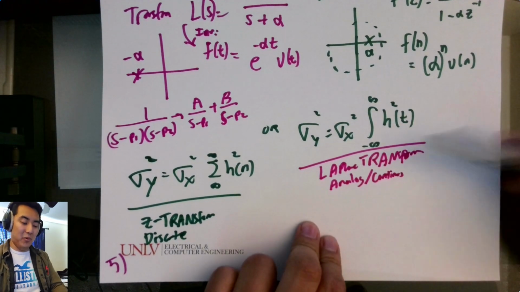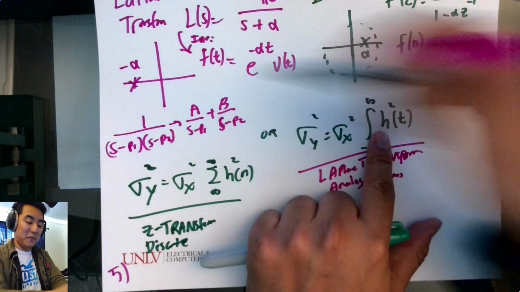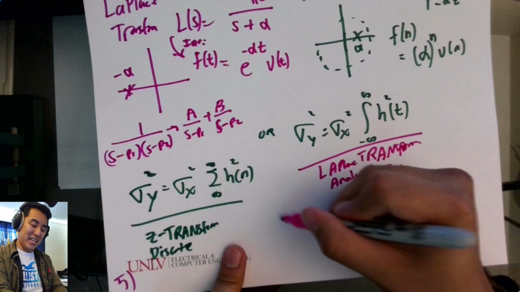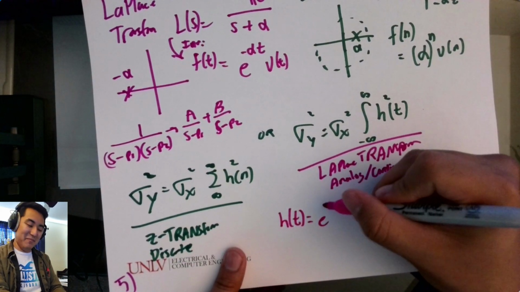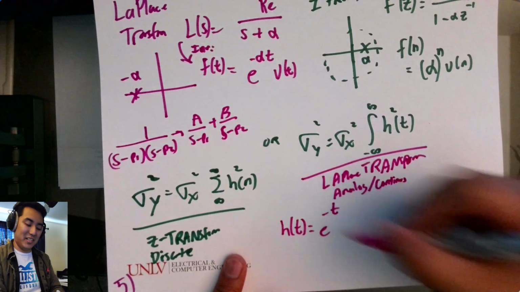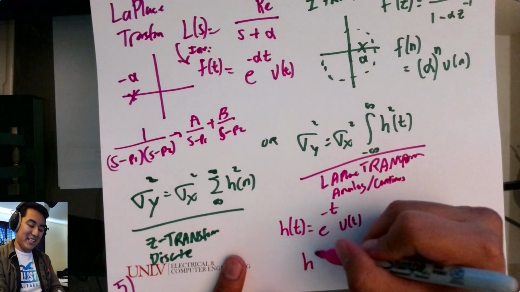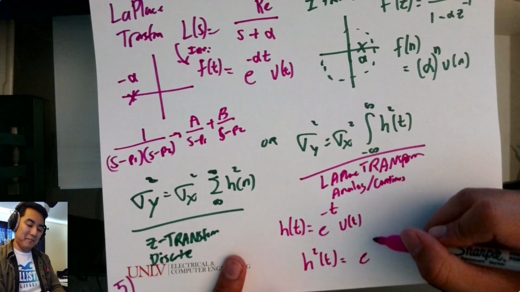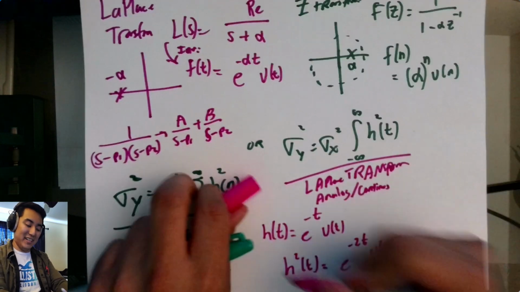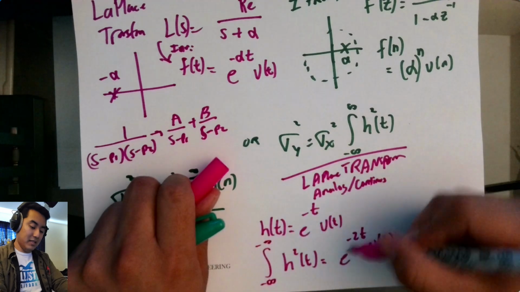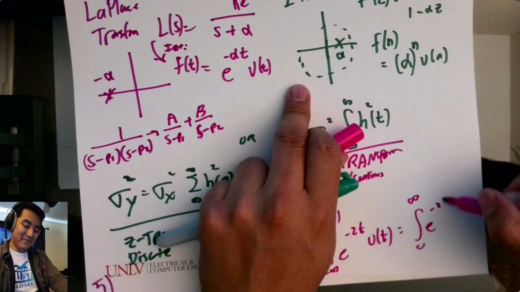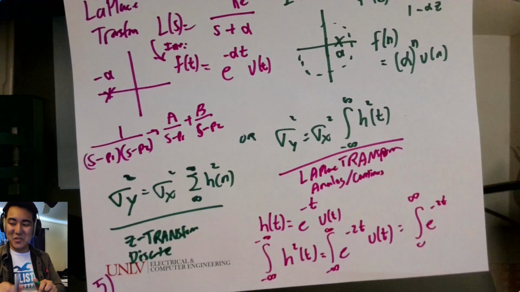So the point is, if you have an h of t, or whatever your function of t, if you were given h of t of something, all you have to do is, suppose h of t is equal to e to the minus t, we're just going to make the residue 1, alpha is 1. It's going to be a pole right there. If u of t, that means h squared of t is equal to e to the minus 2t u of t. And if you were to punch this into the integrand, all you have to do is solve for this. That's it. And I assume you guys can do that.